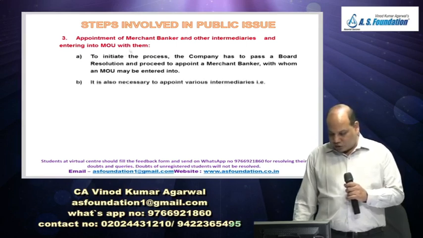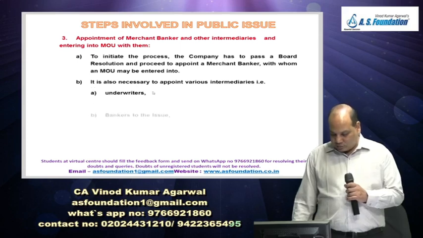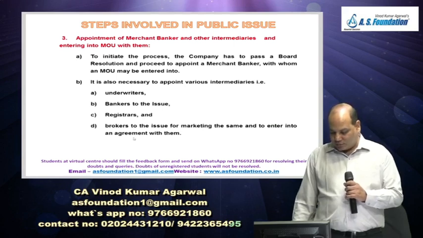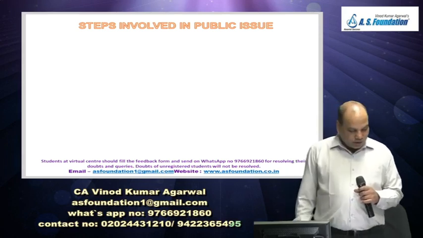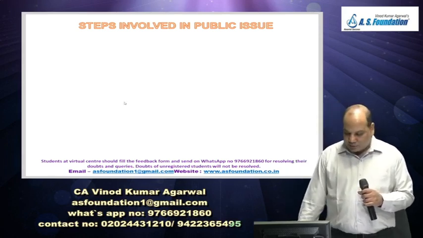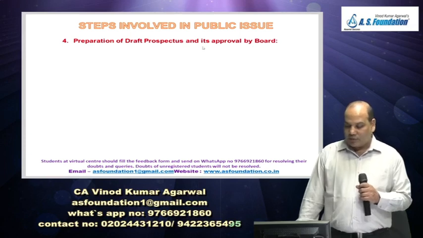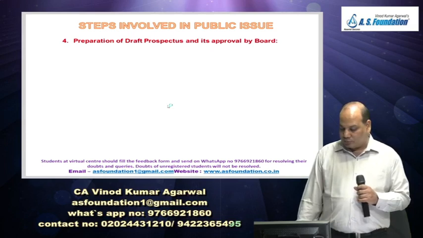Okay, because these are the people who are going to execute your plan, and other intermediaries like underwriters, bankers, registrar, broker are appointed and you enter into an MOU. So these are the 3 steps we have discussed in the previous lecture. Now the fourth step is preparation of draft prospectus and its approval by the board.